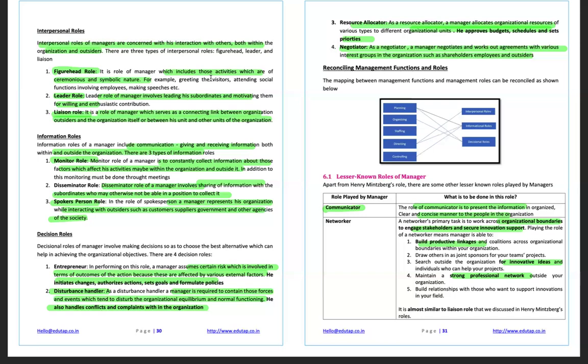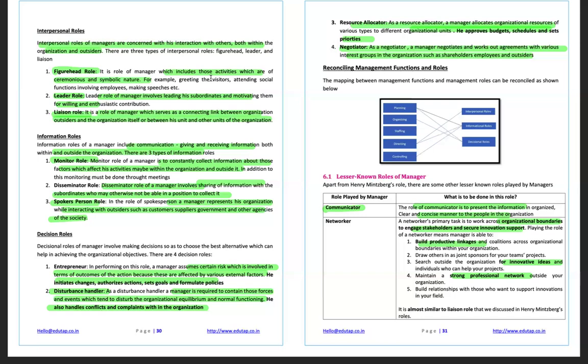So what is the disseminator role? The disseminator role for a manager involves sharing information with the subordinates who may not be in a position to collect it. Spokesperson role: in the role of spokesperson, a manager represents his organization while interacting with outsiders such as customers, suppliers, government, and other agencies.